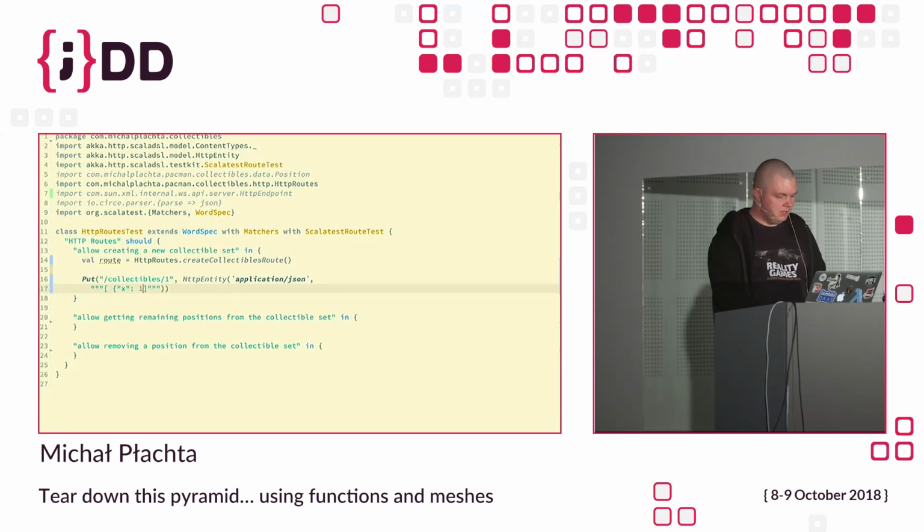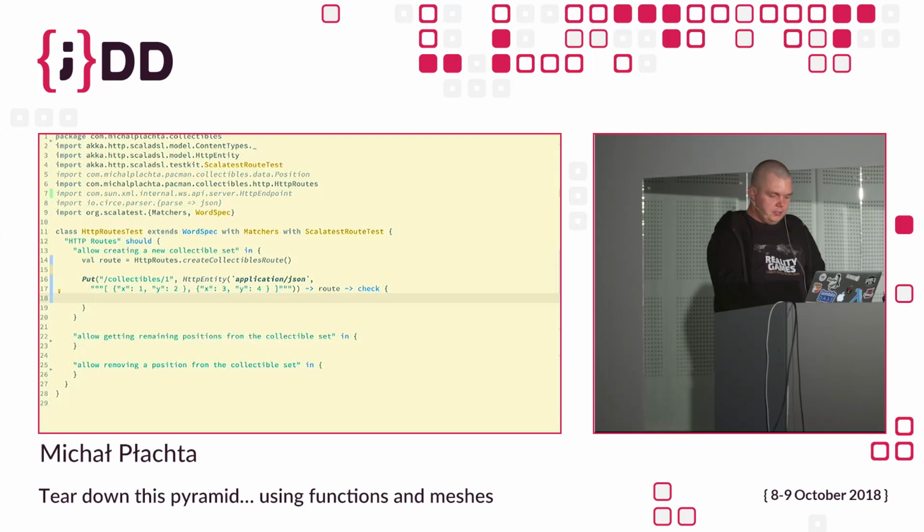So X will be 1, Y will be 2 in the first position. So it must be real JSON. This is the first object, and the second object is X 3 and Y 4. So this is the JSON that will come in, and we need to just pass it through our route. So no starting of HTTP server, just testing this thin layer, and then check what should be returned.